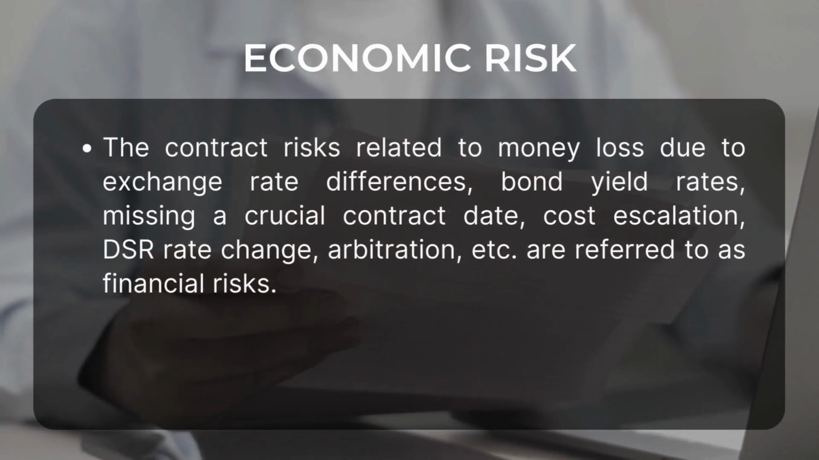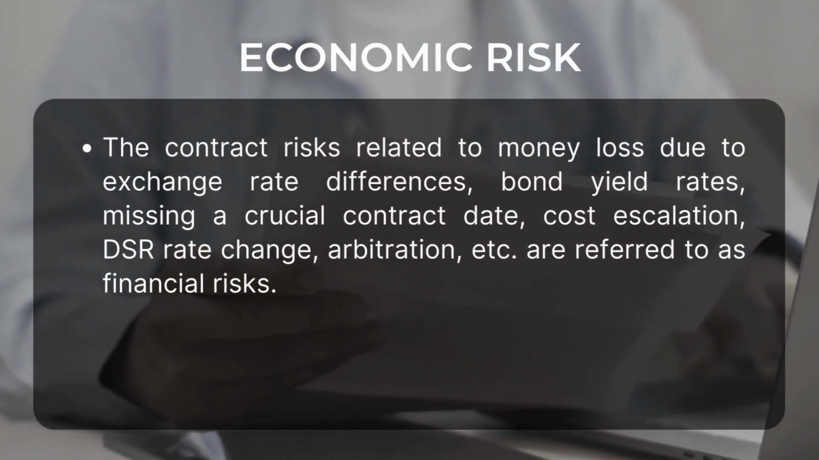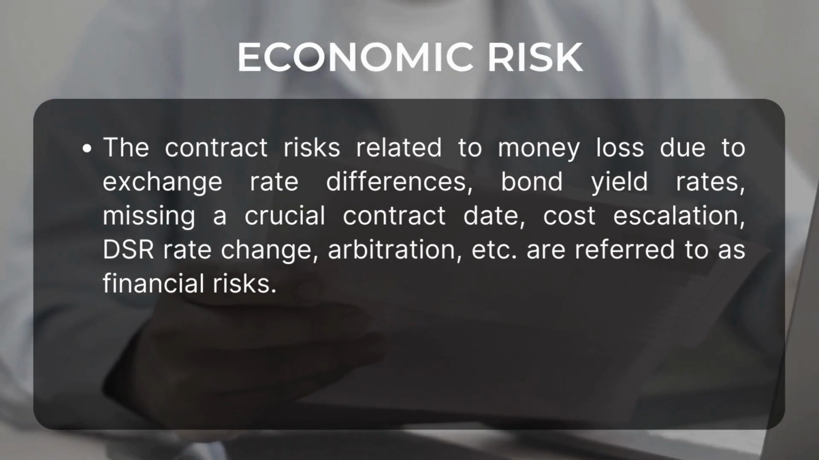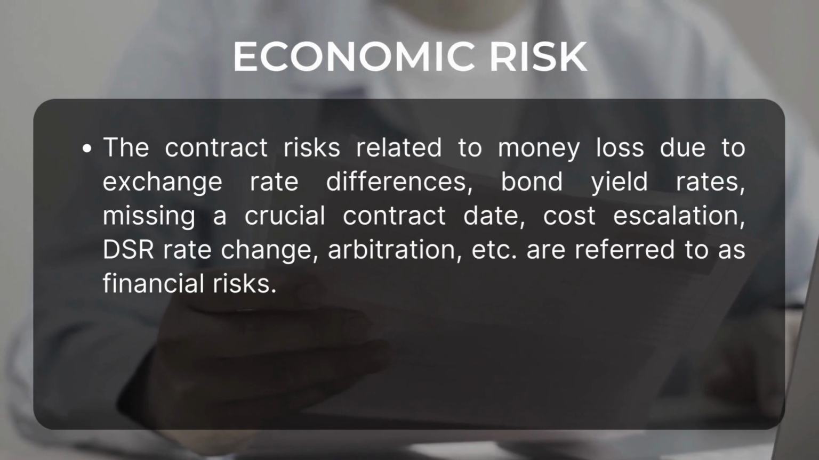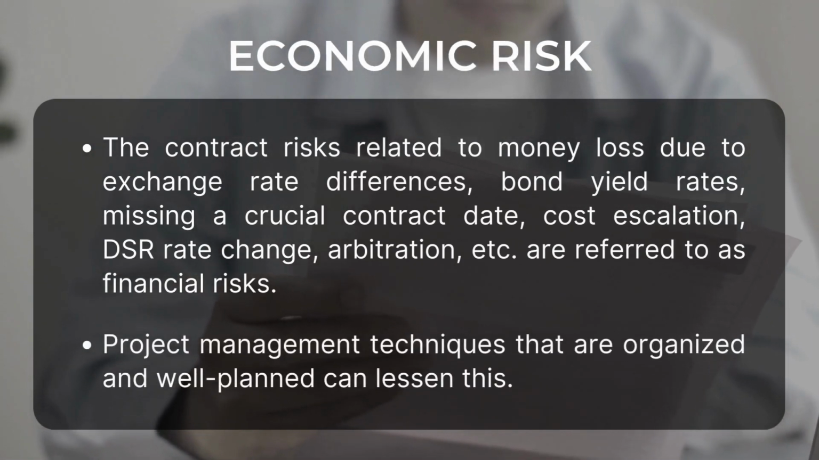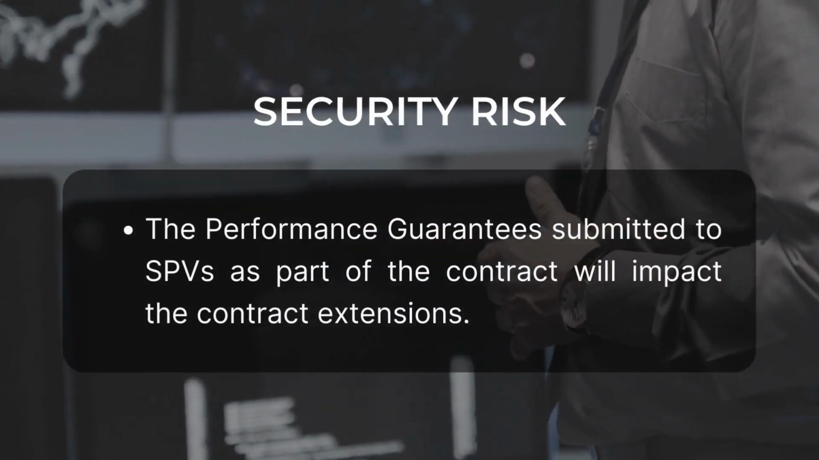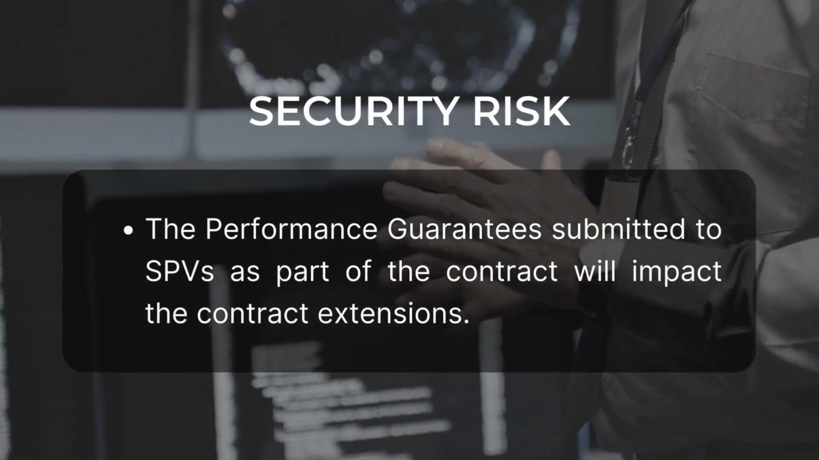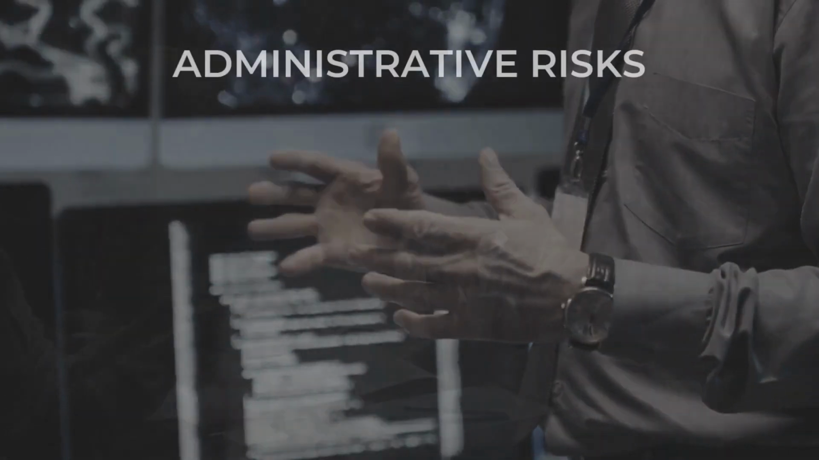The contract risk related to money loss due to exchange rate difference, bond yield rates, missing a crucial contract date, cost escalation, DSR rate change, arbitration, etc. are referred to as financial risk. Project management techniques that are organized and well planned can lessen this. The next is security risk. The performance guarantees submitted to SPVs as part of contract will impact contract extensions.